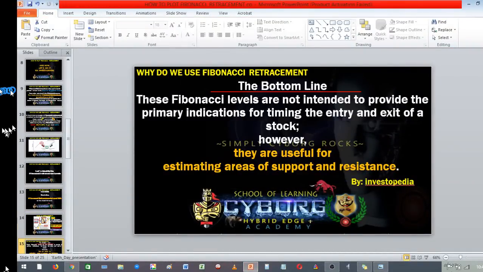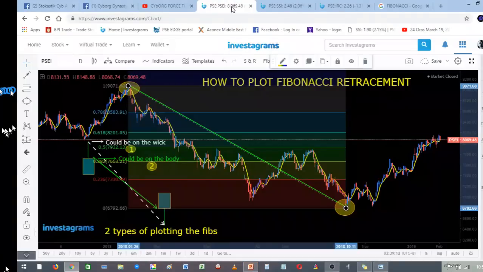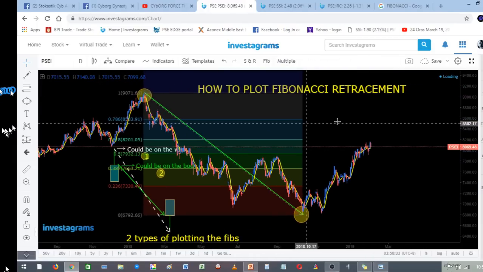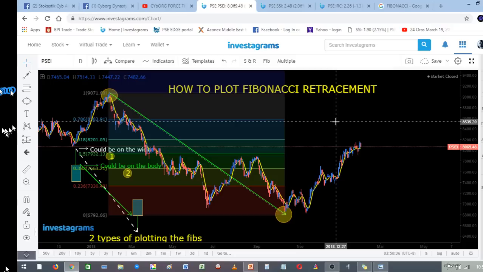So the bottom line of Fibonacci retracement: these Fibonacci levels are not intended to provide the primary indication for timing the entry and exit of a stock. However, they are useful for estimating areas of support and resistance, by Investopedia. So they are useful in estimating areas of support and resistance. To counter check this statement, let us go back to this level.